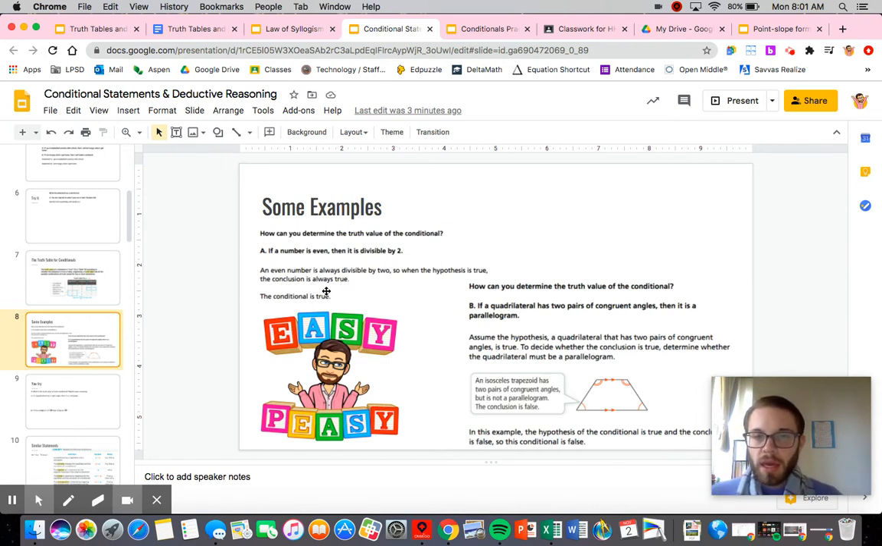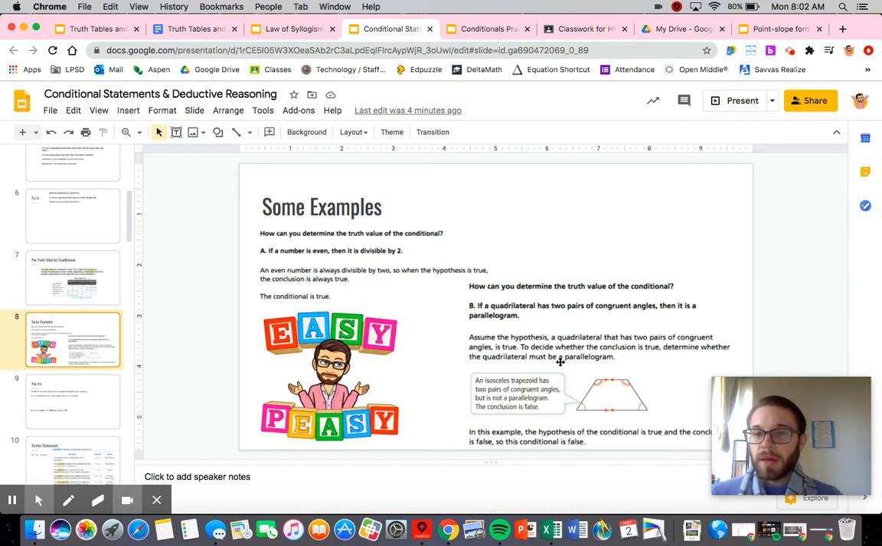So if a number is even, so we're taking that to be true, right? We're taking that a number is even. All right, we just have some even number. Then it is divisible by 2. Well, that's ultimately true, right? A number that is even is divisible by 2. So this whole conditional is true. However, on this one, we're assuming that, so we have, if a quadrilateral has two pairs of congruent angles, then it is a parallelogram.